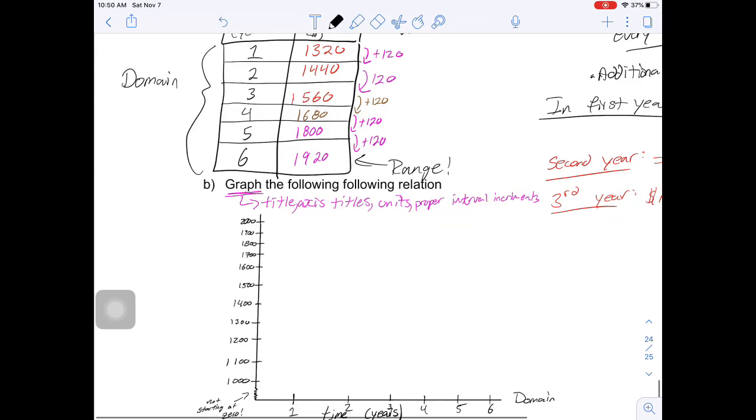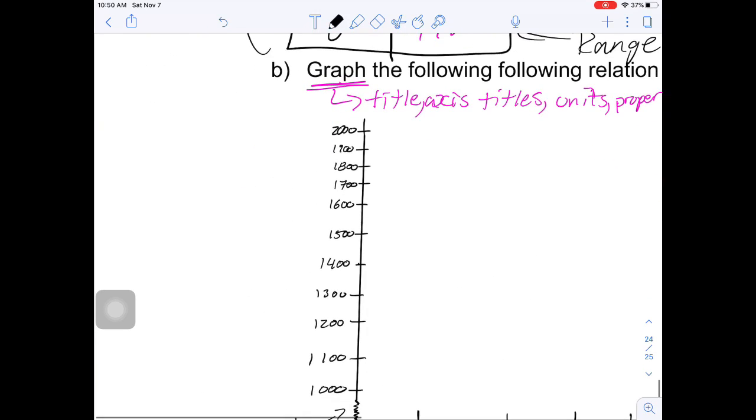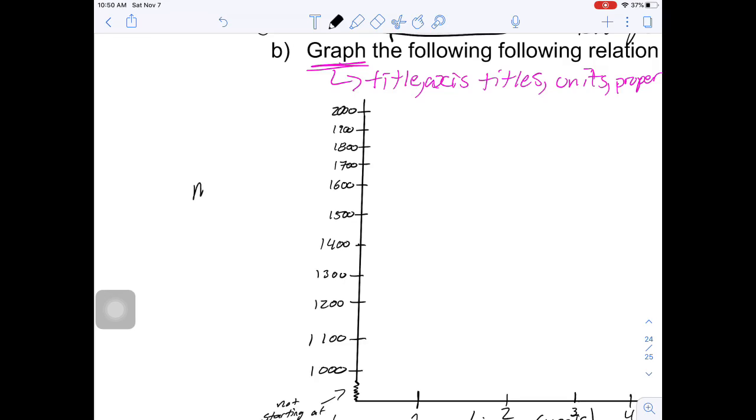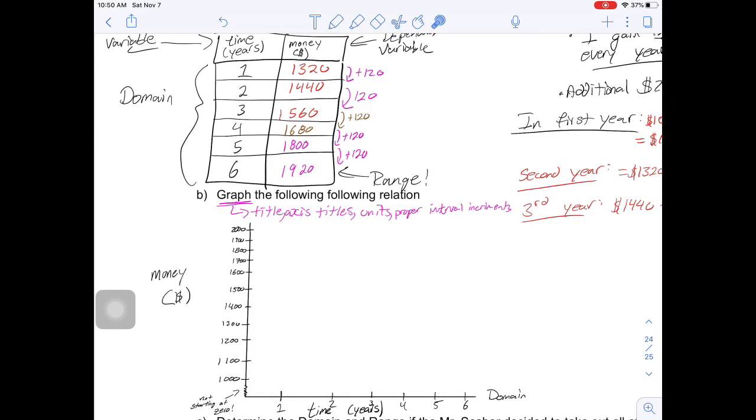Okay, now what is this table here? Well, this table is my domain values. Or sorry, my range values. Remember, this is always range. Vertical axis is always range. And what is this? Well, this represents the money, or like, let's say, money earned. Well, it's not actually earned, it's just money, and this will be in dollars. Now, to be more specific, I should probably mention that this is like how much Mr. Skaber has.